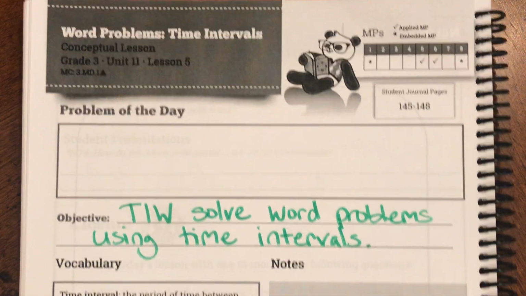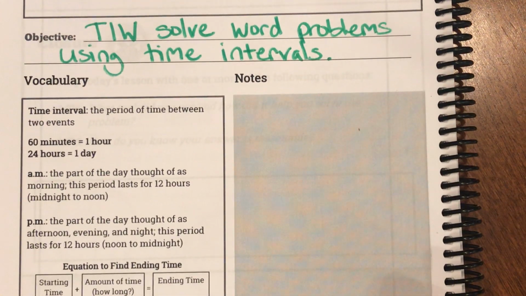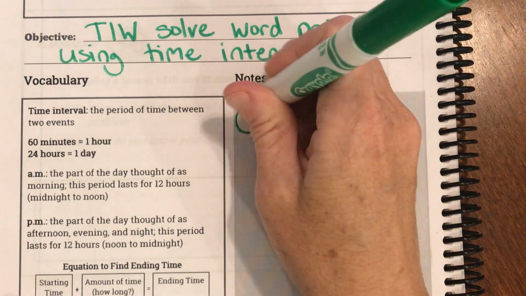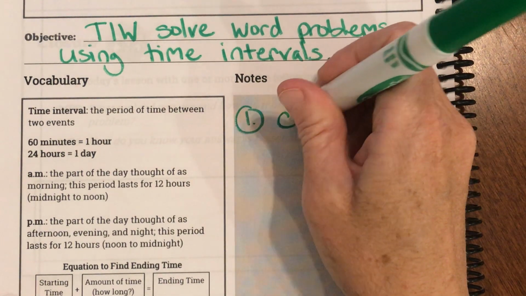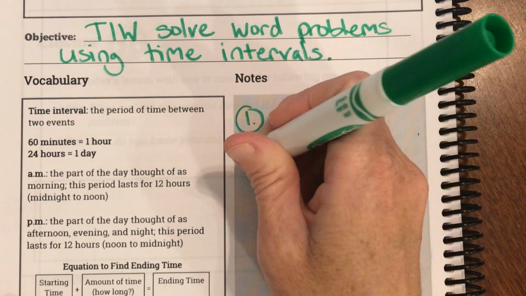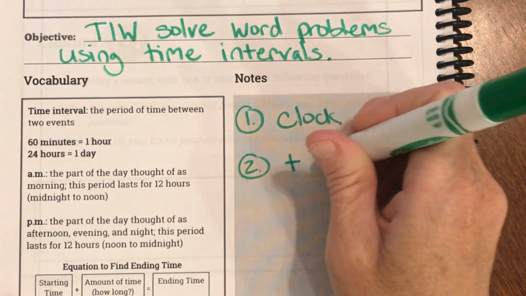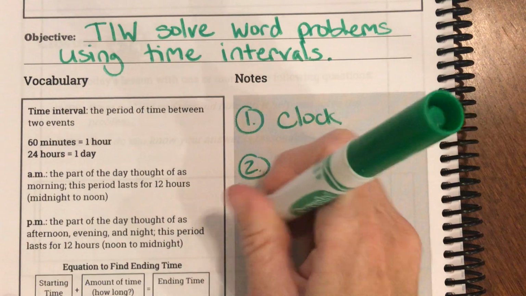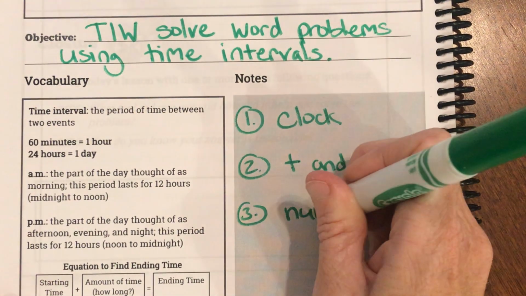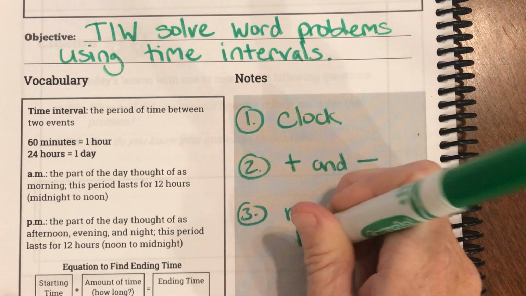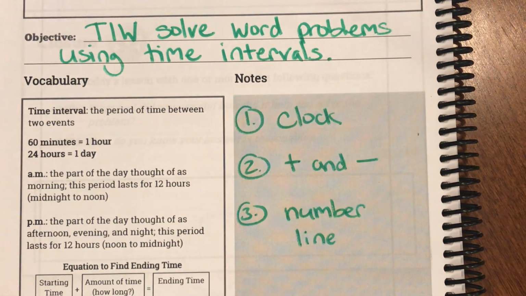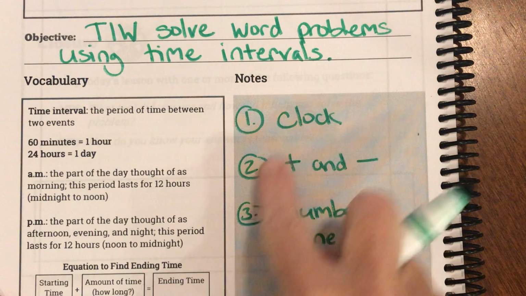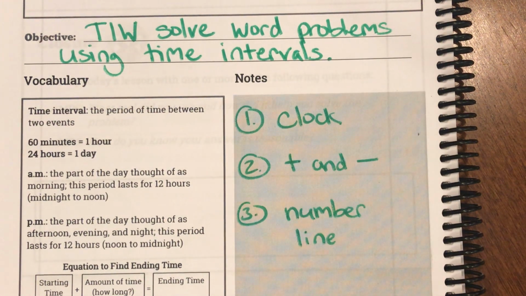And remember our 3 strategies we were using, where we would move on the clock, we would use adding and subtracting, or we would use a number line. Those have been the 3 strategies that we've been practicing to do our time intervals. So I'm just going to put those there so we can talk about those in a few minutes.